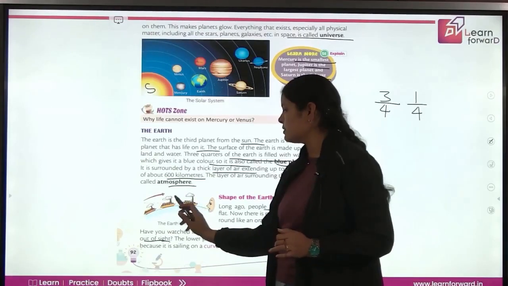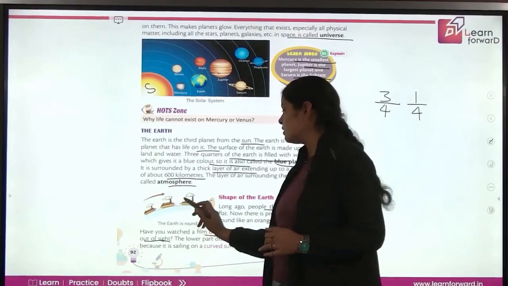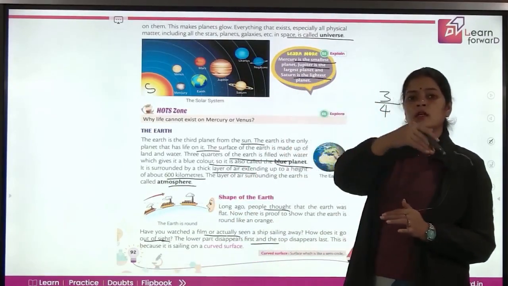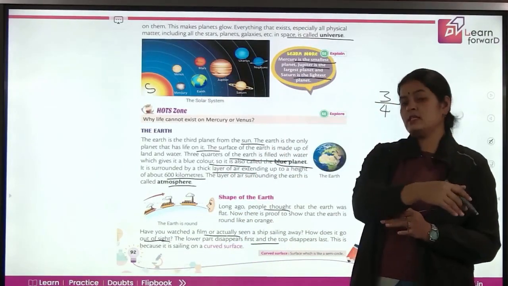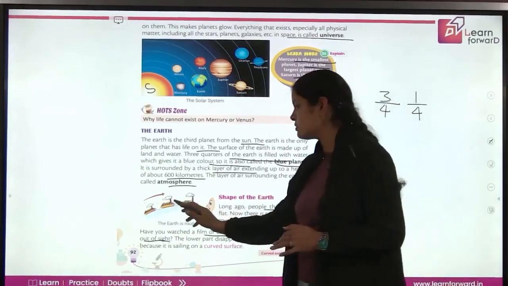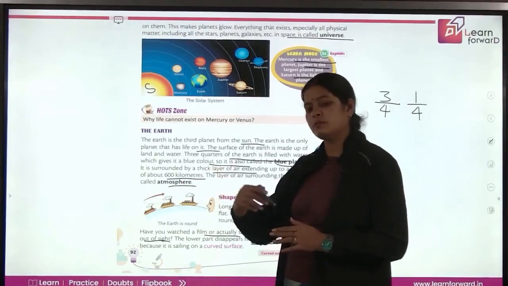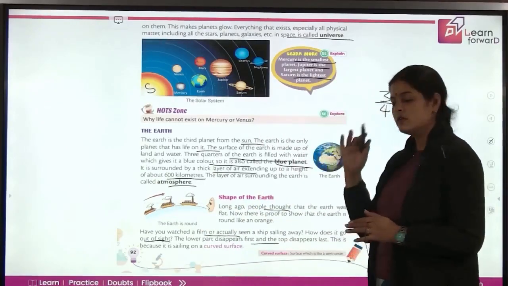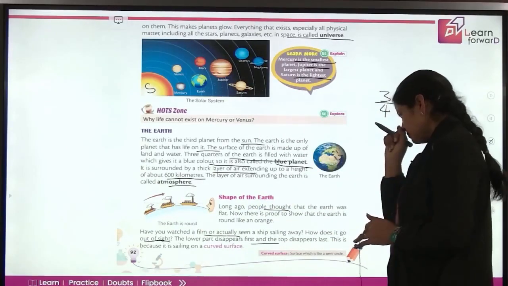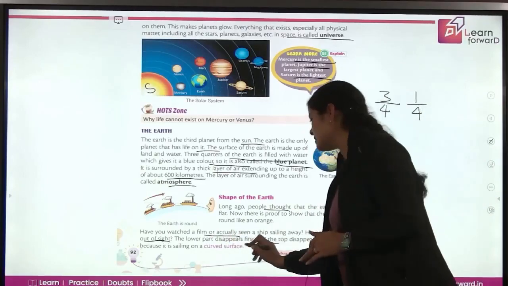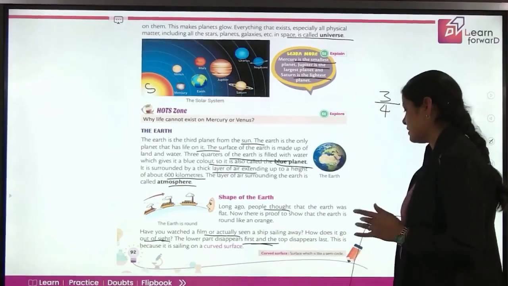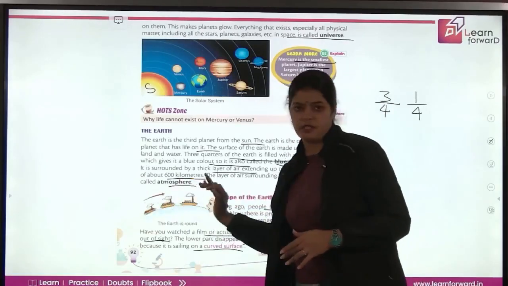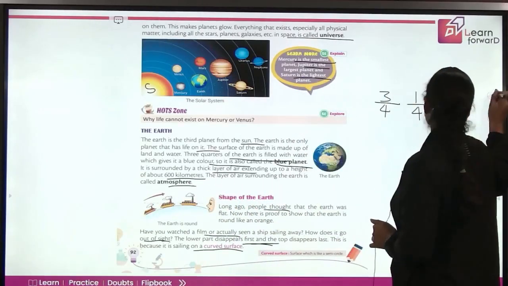So what happens after going to a distance, the lower part starts to disappear first, because now it has covered a longer distance. The lower part starts to disappear, and later on the upper part also goes out of sight. So they say that the lower part disappears first and the top disappears last. This is because it is sailing on a curved surface.